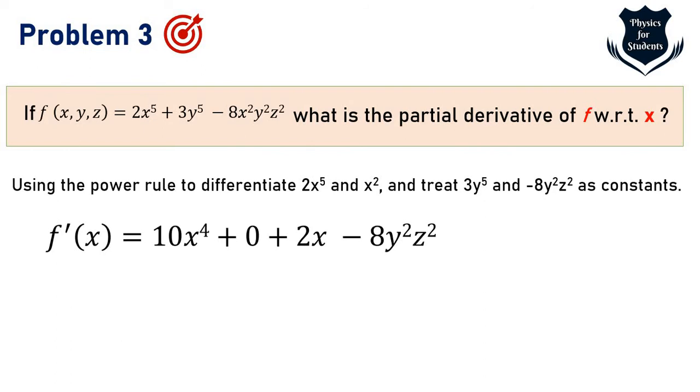We are using the power rule. So 2x to the power 5 turns to 10x to the power 4, plus 0, and the last term becomes 16x squared y squared z squared, which further leads to this. In this way you can use the power rule and differentiate. So it becomes 10x to the power 4 minus 16x squared y squared z squared. You can use this further.